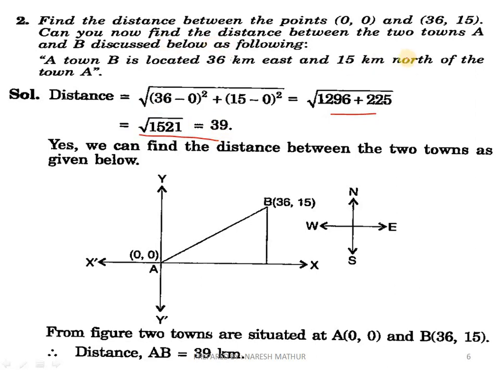The next question is: find the distance between the two towns A and B as described below. This is actually the same question. Let's say this one is town A and this one is town B. So we can write the distance between these two towns is 39 kilometers, because it is given as a kilometer distance. So we can put B here, located 36 kilometers east. This is the east, and 15 kilometers north. East then north. So point B will be here.